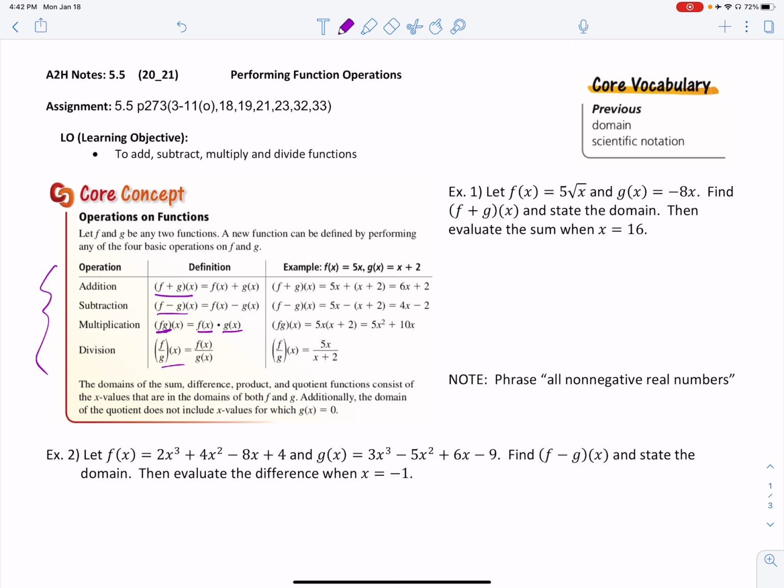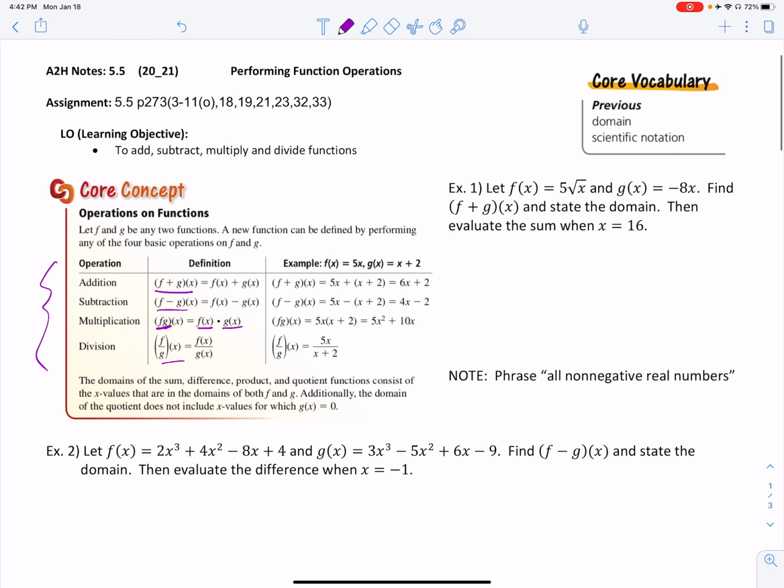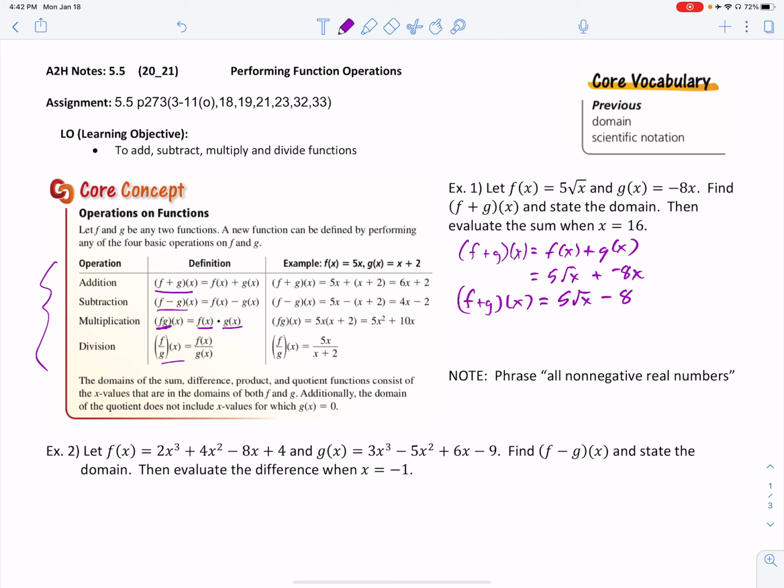And so in example 1, we have two functions f and g, and they want us to find f plus g of x. And so f plus g of x means f of x plus g of x. It's the same thing. So we're just going to take f of x plus g of x. And so that is our f plus g of x. It is just simply 5 root x minus 8x.